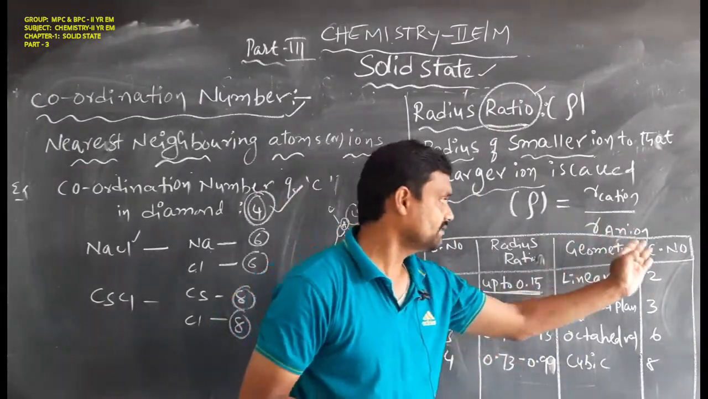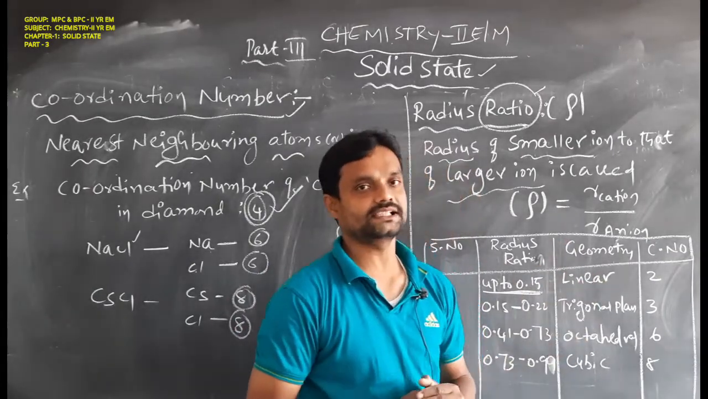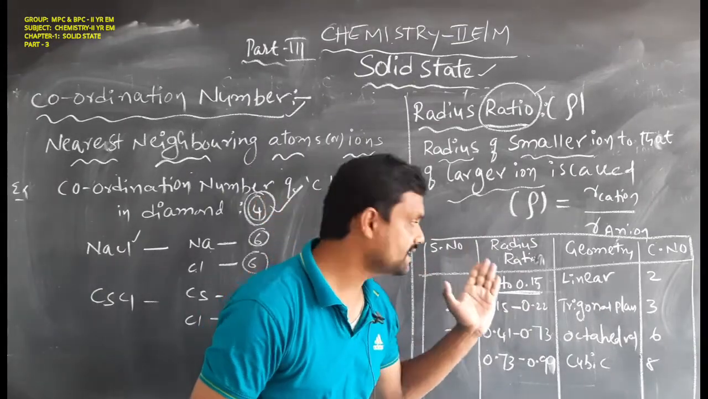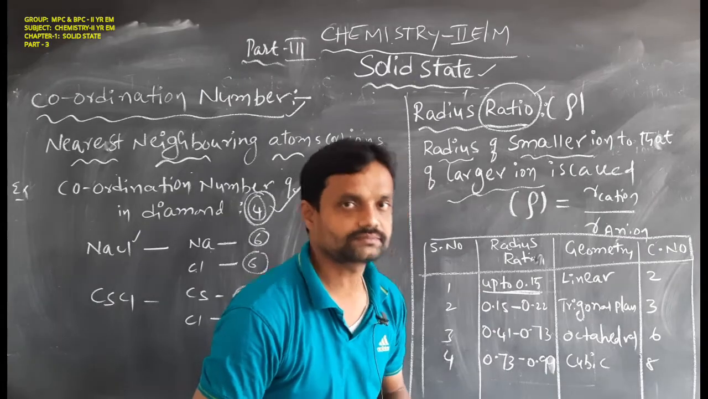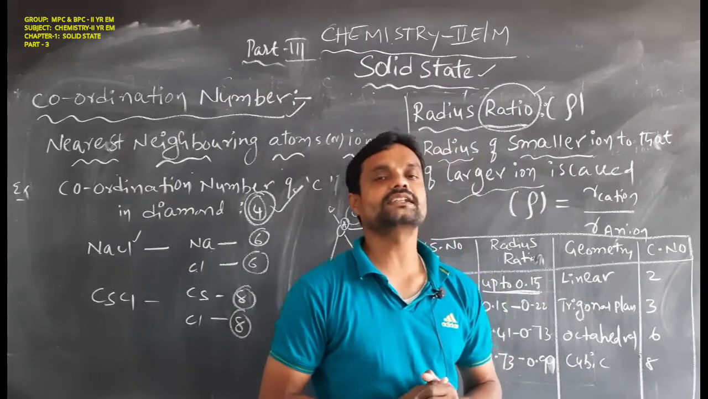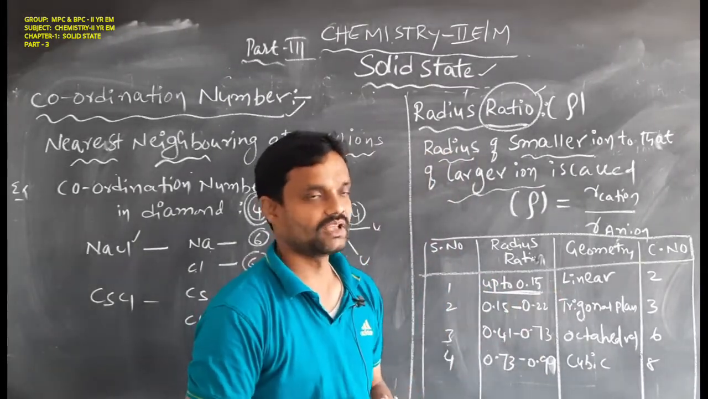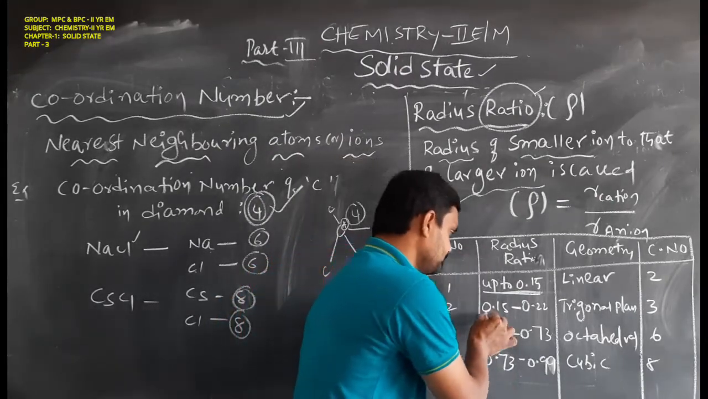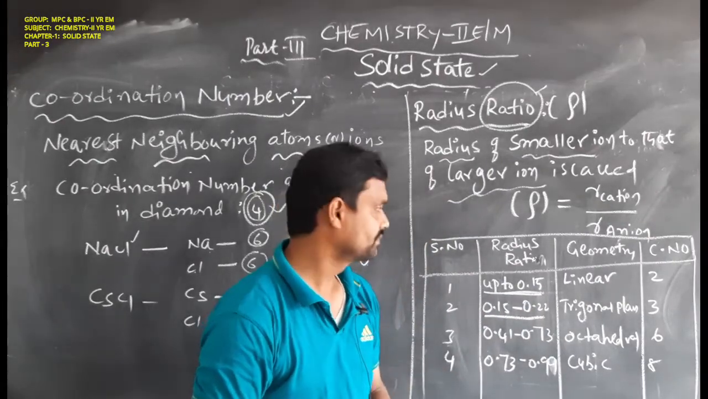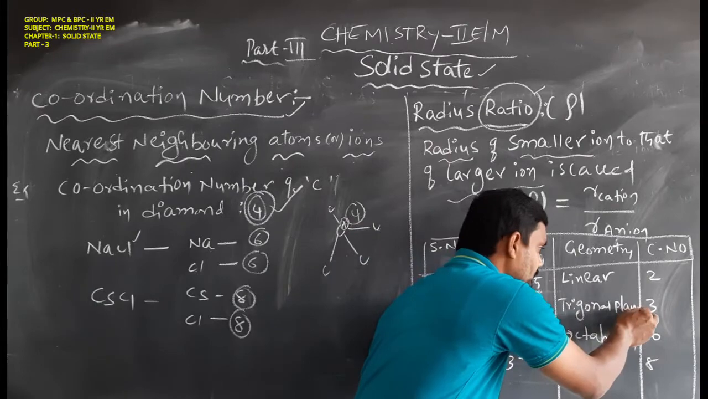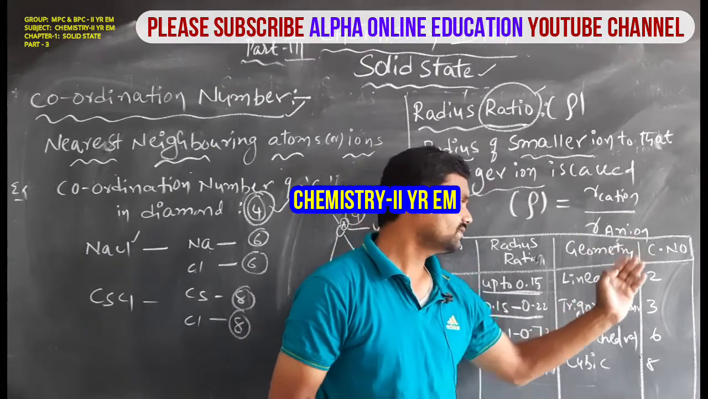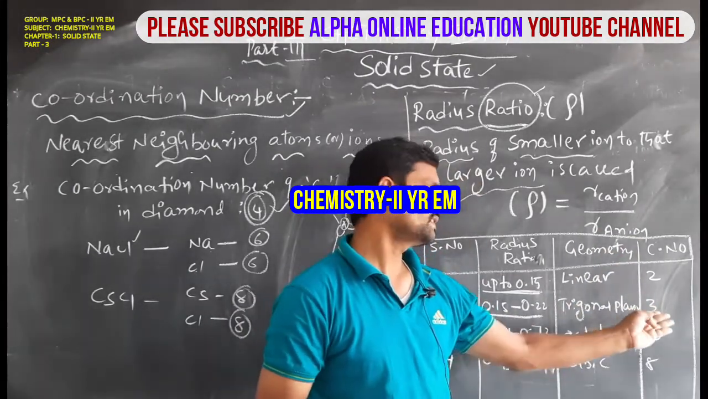Here we find the geometry of the solid material based on the radius ratio value. If the radius ratio is up to 0.15, the geometry is linear and its coordination number is 2. If the radius ratio is between 0.15 and 0.22, the geometry is trigonal planar and its coordination number is 3.